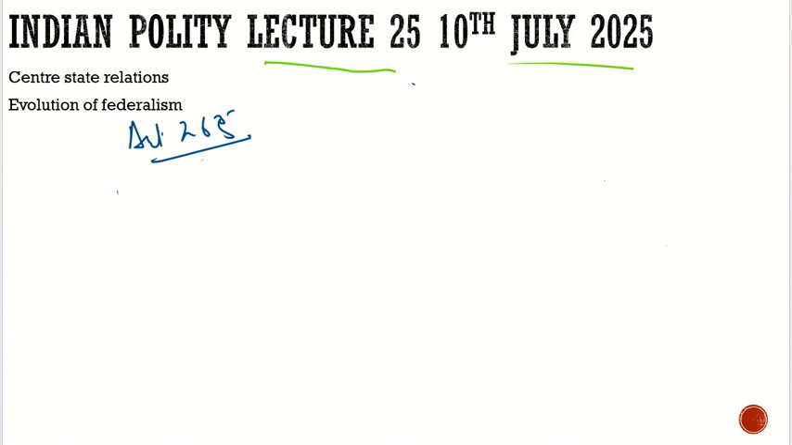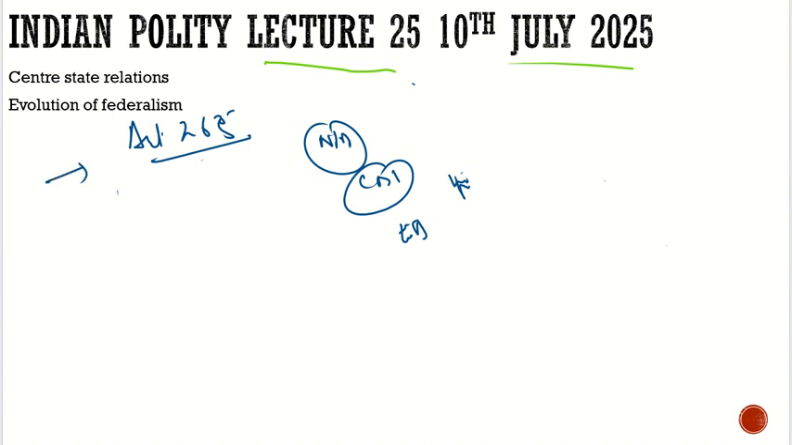So the center will try to intervene there with the help of NIA, but the police is not allowing them to interfere, or the police is not allowing CBI, or any other agency. Or there are allegations of corruption, so ED is not allowed to intervene there. So what will the center do? The center will give directives through article 265.